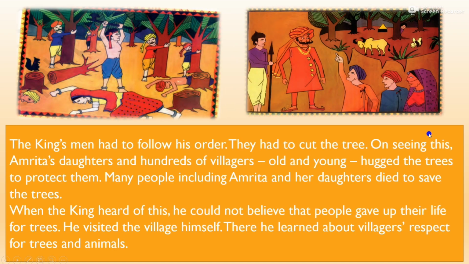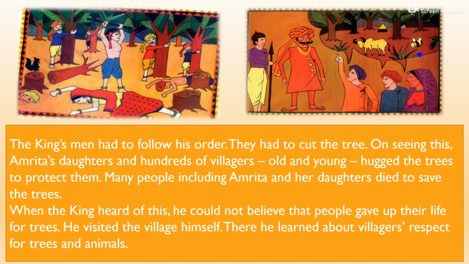After that, what happens? The king's men had to follow his order. As the king had ordered them to bring wood for the palace, they want to build the palace, and they need wood for that purpose. So the king's men had to follow the king's order. They had to cut the trees. On seeing this, Amrita's daughters and hundreds of villagers, old and young, all hugged the trees to protect them. They did not allow the king's men to cut the trees.